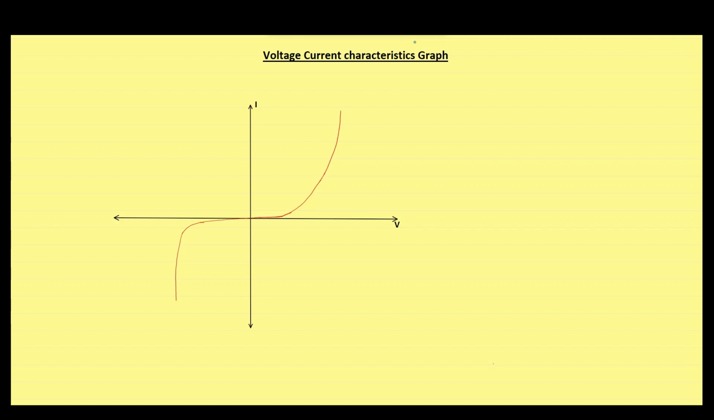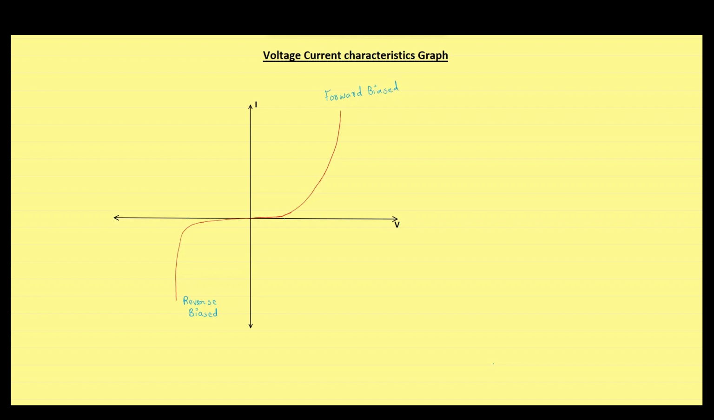We have read all the concepts that are required for understanding the voltage current characteristics graph of a diode. You can see the entire graph lies in only two quadrants, the first and third quadrant. The graph in the first quadrant represents the forward bias condition, whereas the graph in the third quadrant represents the diode when it is reverse biased.